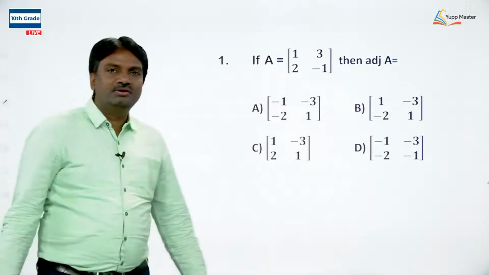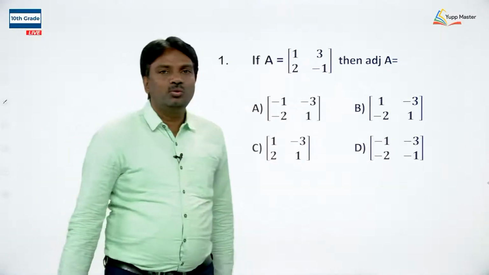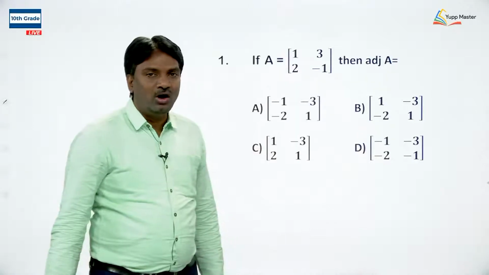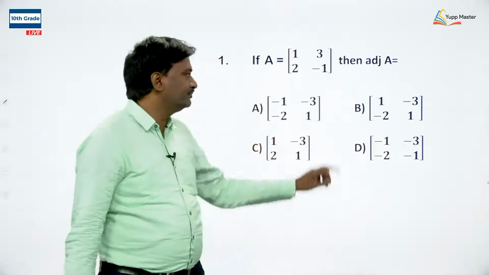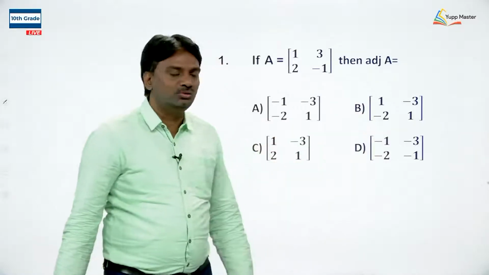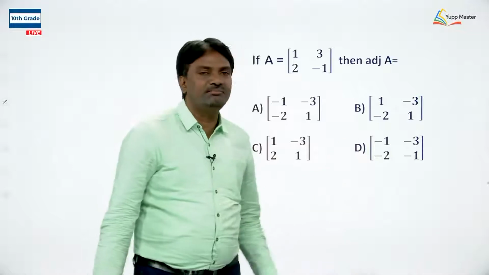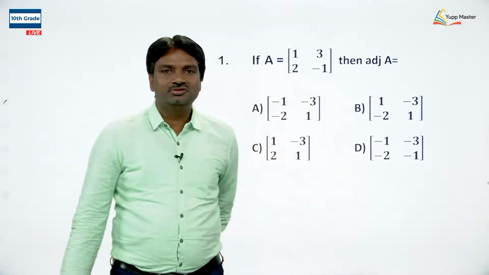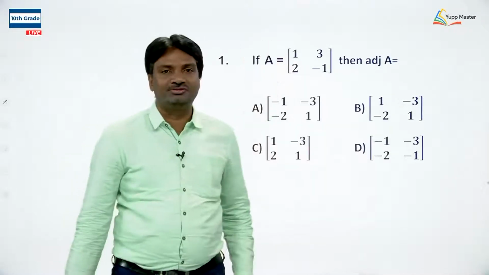Now this is the first question in the weekend test paper. If A equals [1, 3; 2, -1], then adjoint A equals. Options are given as [-1, -3; -2, 1], [1, -3; -2, 1], [1, -3; 2, 1], and [-1, -3; -2, -1]. A simple problem. This is a 2 cross 2 matrix. We have to find the adjoint of this matrix.